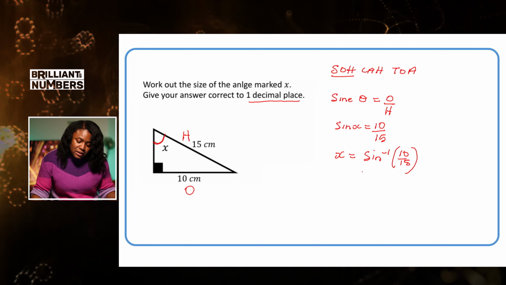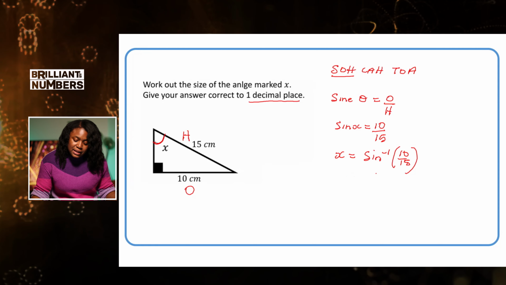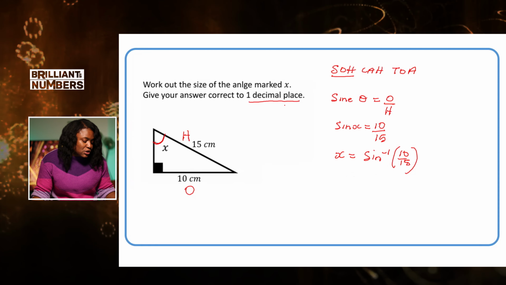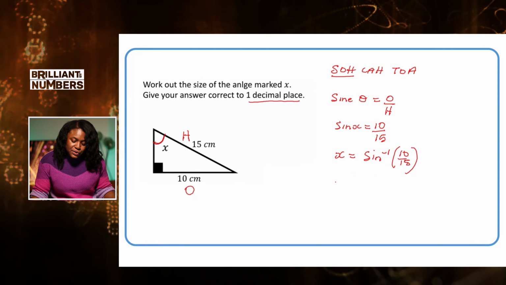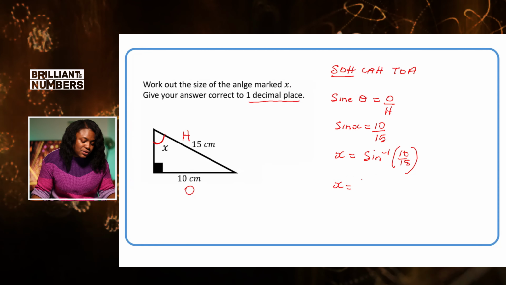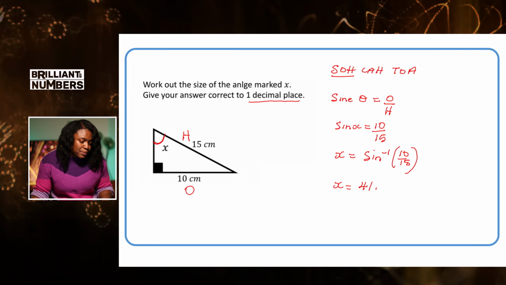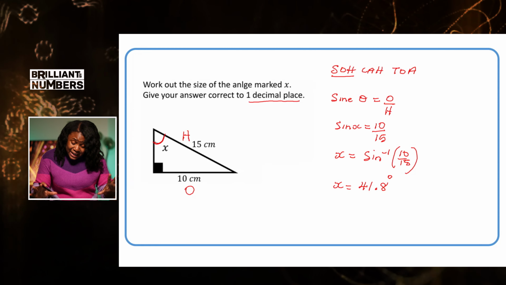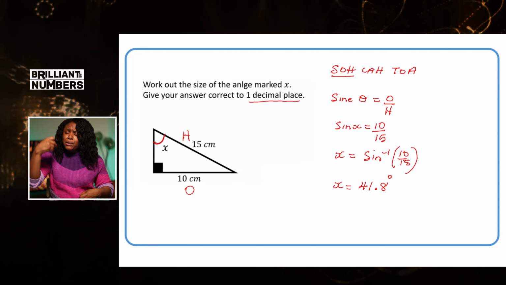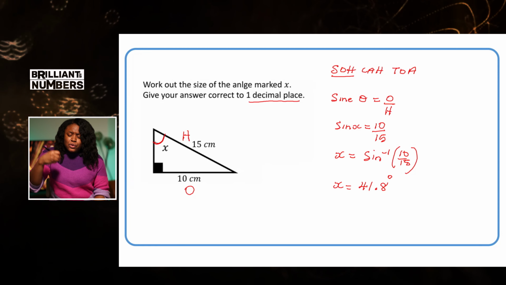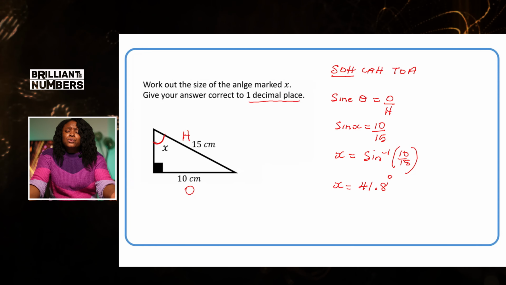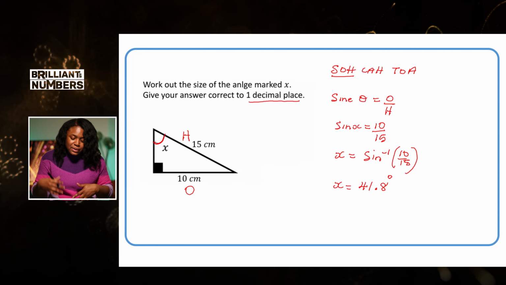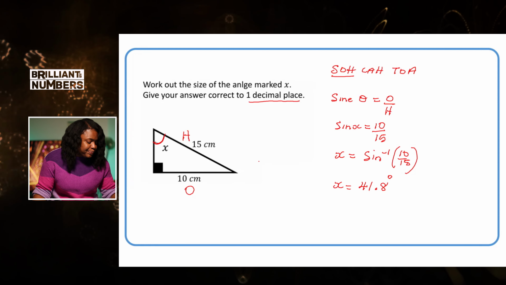So sine inverse and then 10 divided by 15. And we're rounding to 1 decimal place, so x then is equal to 41.8 degrees. I hope that you're really working along, getting your paper, writing these things down, because the more that you write, the more you will remember what you have done as well, and that will stay permanent with you as you go into your exam.